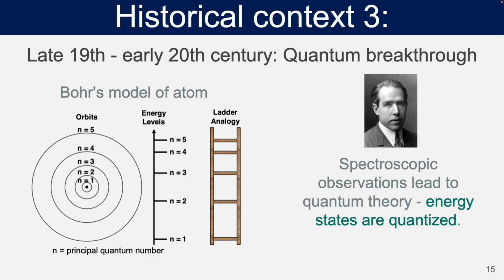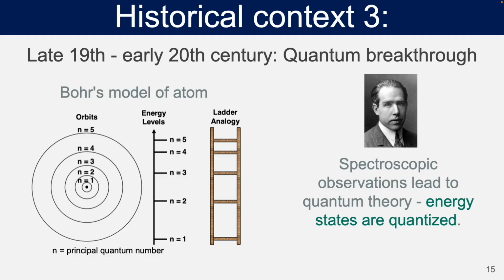Now let's jump to the late 19th and early 20th century. Physicists kept noticing that classical physics couldn't explain many spectroscopic results. Why should atoms only absorb or emit certain colors instead of a continuous rainbow? The answer came with the quantum revolution. Energy is quantized. Atoms and molecules can occupy only discrete energy levels, and light interacts with them only when its energy matches the gap between those levels.